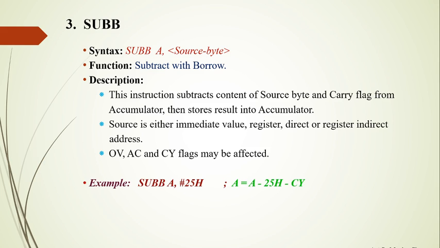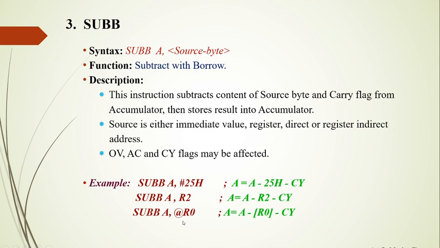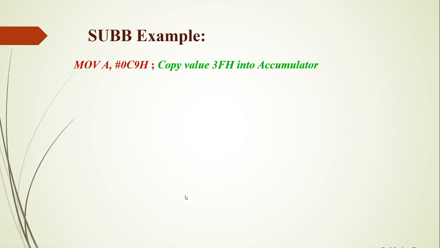So let's see the examples. SUBB A, #25H. Here the content of the carry flag and the source byte are subtracted from the content of the accumulator, and the result will be stored into the accumulator. Similar examples are taken as SUBB A, R2, then SUBB A, @R0, and SUBB A, 40H. Here in the comment the operation is specified. Let's see one example in detail.